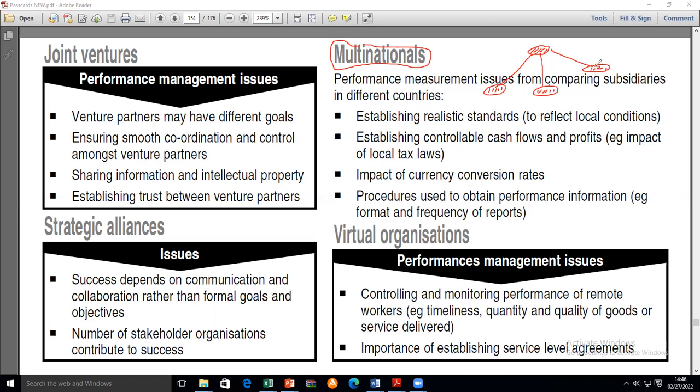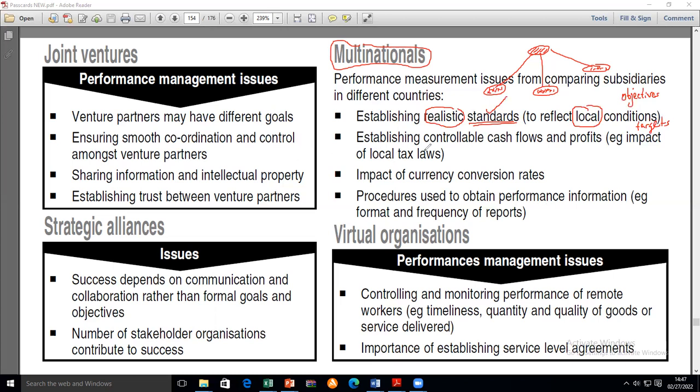So how do we compare the performance of these units? How do you come up with realistic standards? These standards must reflect local conditions. Now, if you have a problem with standards, then performance management becomes a challenge because performance management, we have said, is all about meeting objectives, or meeting your targets. That's what it's all about.